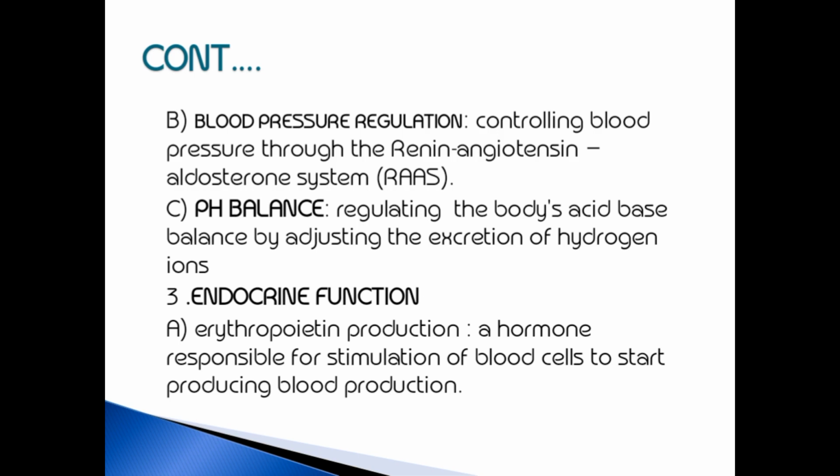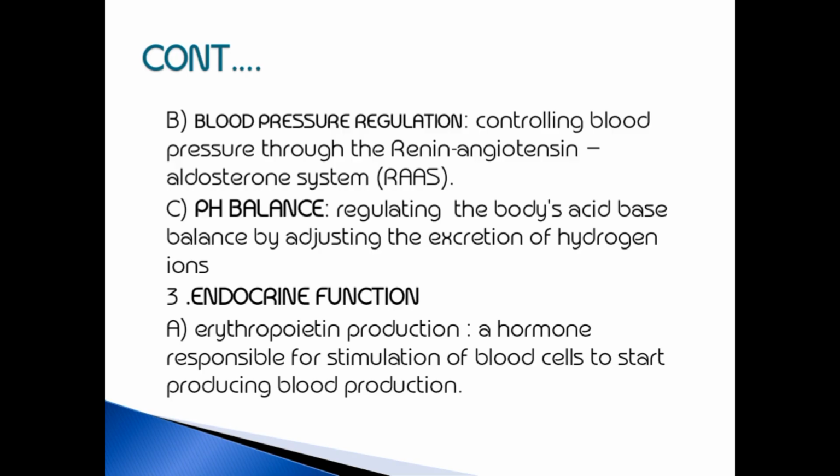The kidney also performs the function of blood pressure regulation. But how does it do that? It is by controlling blood pressure through the renin, angiotensin, aldosterone system. So the activation of the RAS, the renin, angiotensin, aldosterone system, is how the kidney performs the function of regulation of blood pressure.